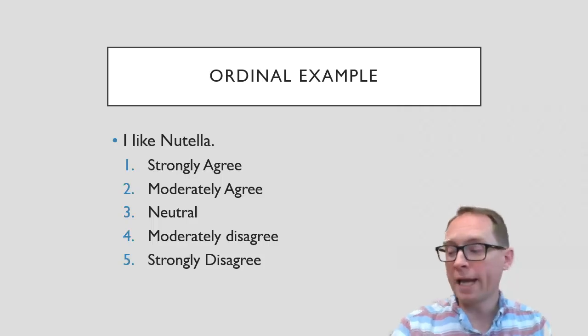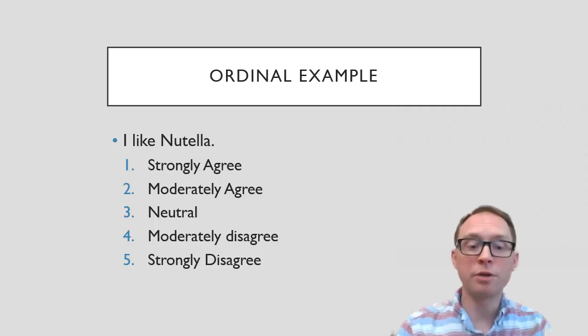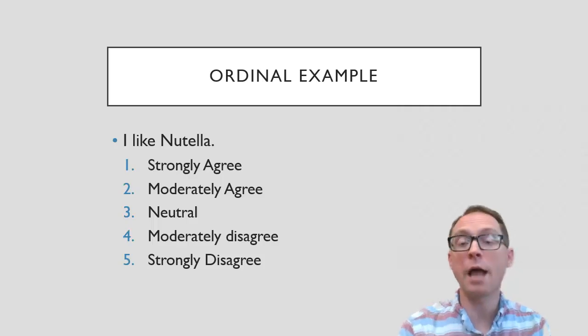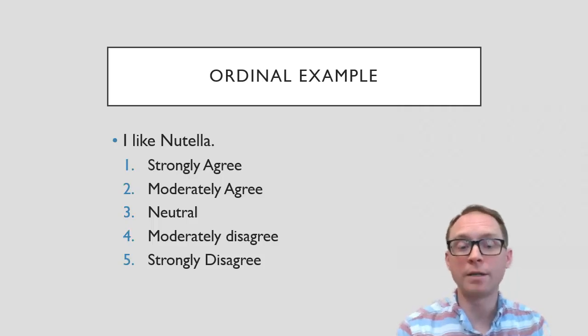Now, when you give an answer to "I like Nutella," you are giving a certain amount of disagreement or agreement. In this particular case, the higher number means a greater amount of disagreement with the statement "I like Nutella." So if you said 4, that means you don't like Nutella very much. You moderately disagree with the statement "I like Nutella."